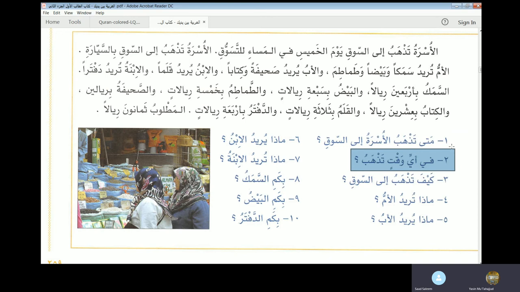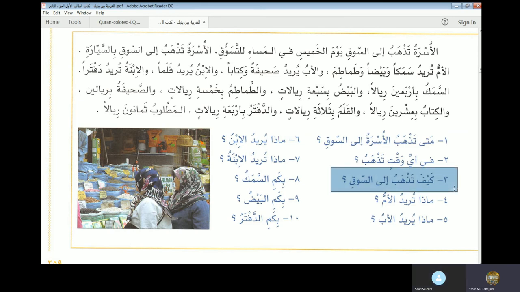في أي, that's in which time they go. Okay. In which time do they go? Would that be fil masai? Yes. Okay. Fil masai. Tadhabu fil masai.